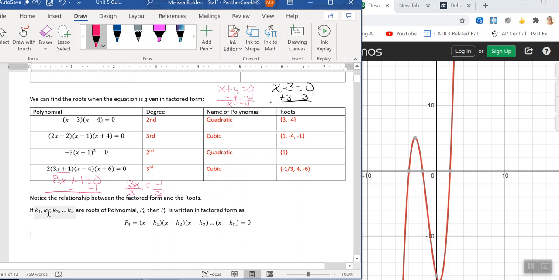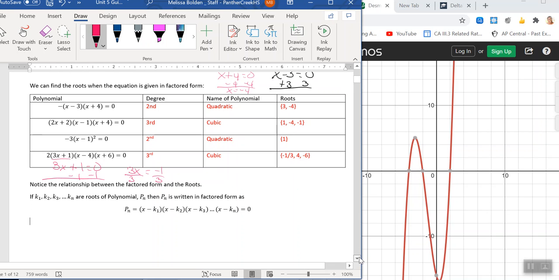If k1, k2, and k3 are roots, then we can write this polynomial in factored form by saying x minus each root. So x minus root 1, x minus root 2, x minus root 3, and so on and so forth. We can write that polynomial that way. So let's try that. Let's try doing a couple.